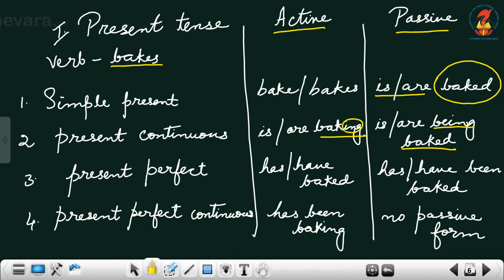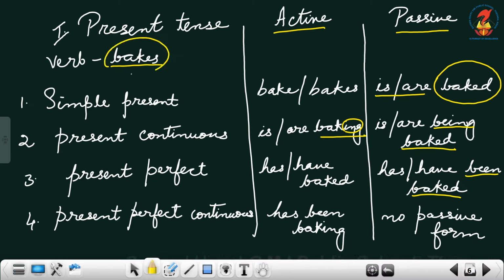In the third one, we have present perfect, has or have plus baked, and we write has or have been baked. These are the past participle form. And present perfect continuous tense, has been baking, is the active form, but there is no passive voice for present perfect continuous tense. Remember that, children.